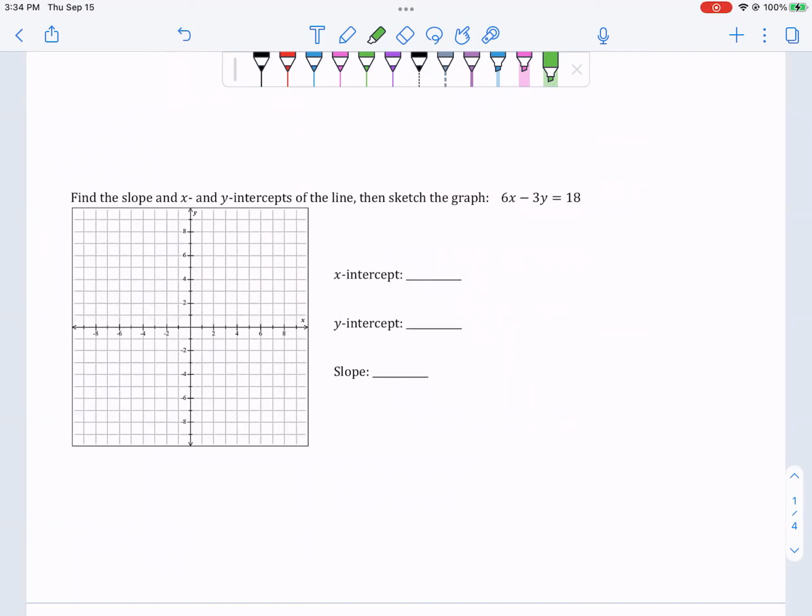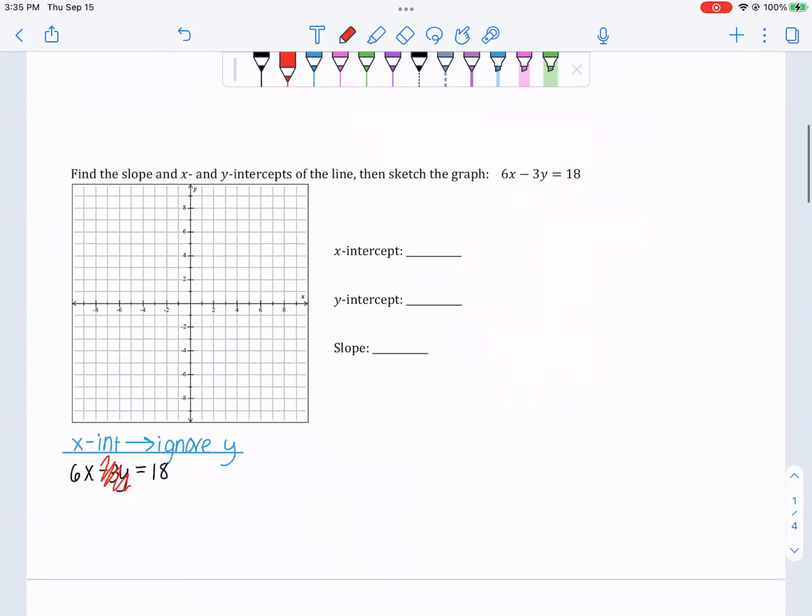So let's try it again. The x-intercept, again, we are ignoring y. So this works, again, when you have it in this form where you have x and y on one side and the constant on the other. So if we have 6x minus 3y equals 18, and I'm trying to find the x-intercept, really I'm plugging in 0 for y, but because that just cancels that out, we can just ignore it.